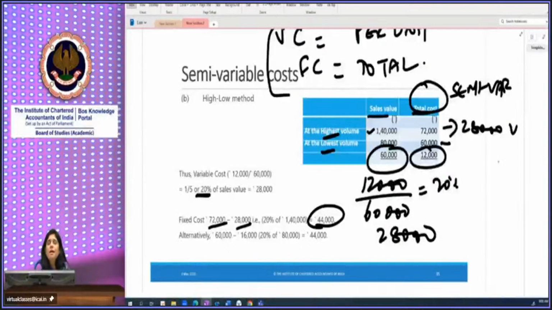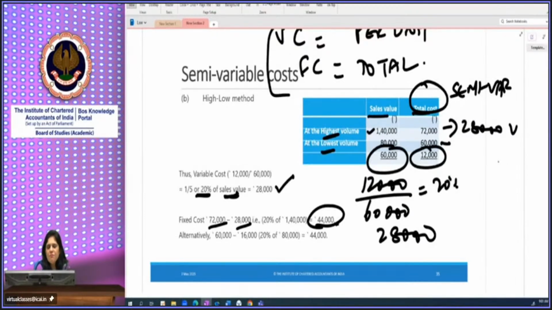These methods are to calculate variable cost. So once you get variable cost, you deduct that variable cost from the total semi-variable cost and you will get the fixed cost. Clear? So again, I'm explaining. Take the difference of total cost and take the difference of sales. Difference of cost divided by difference of sales, you will get the variable proportion in the sales. So variable cost is 20% of sales. So sales is 1,40,000, variable cost is 28,000 out of 72,000. So that means fixed cost is 44,000.